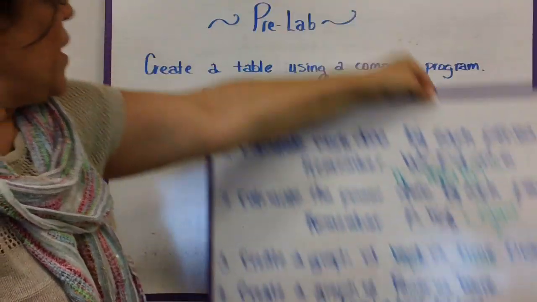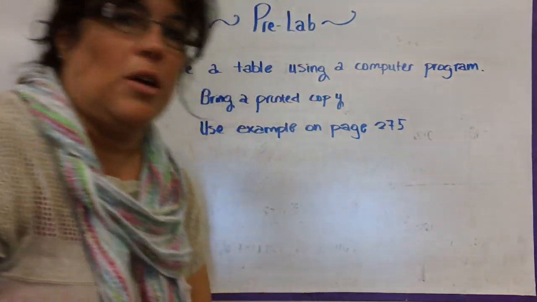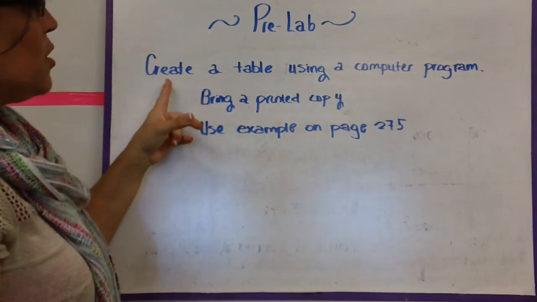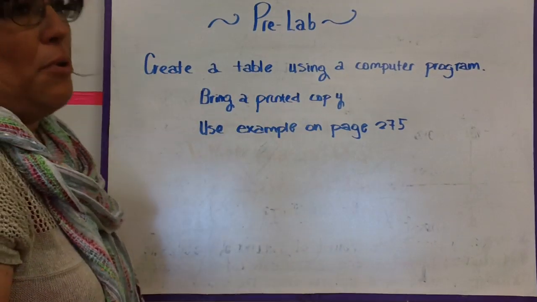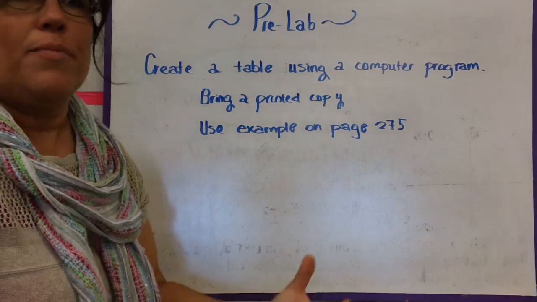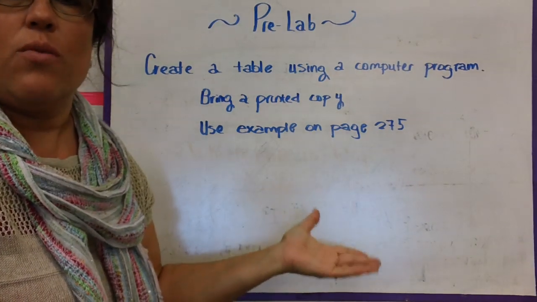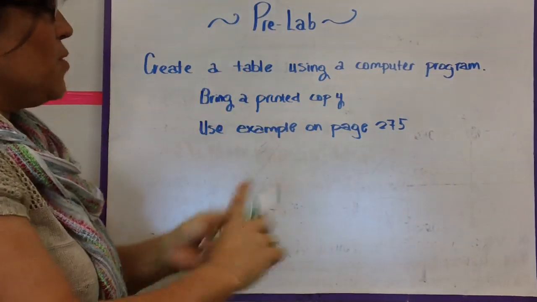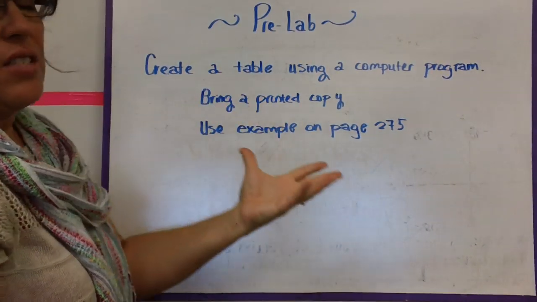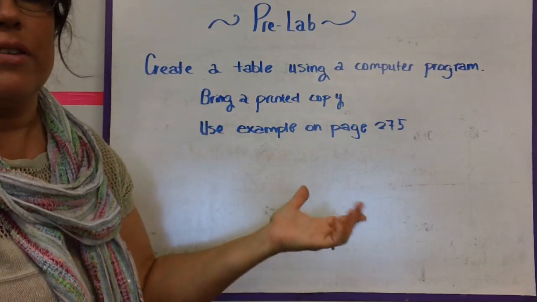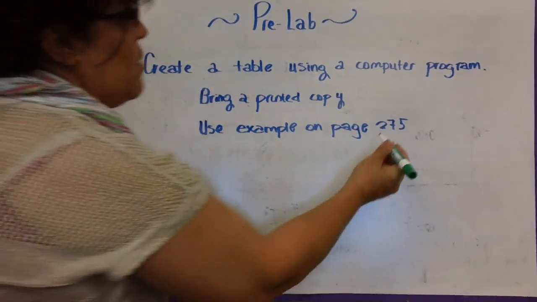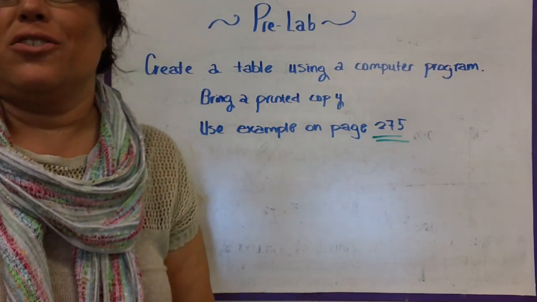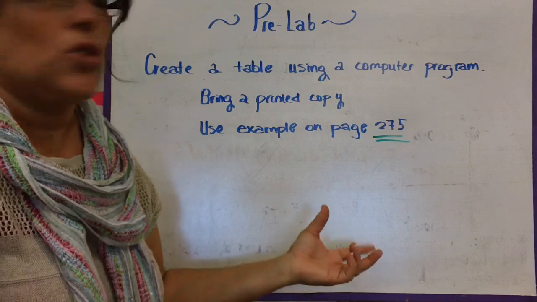Okay, so what do you have to do? Come to class tomorrow prepared, and this is going to be your pre-lab. You're going to get some points for this, but you're going to create a table using a computer program. So just like the other lab, you're going to have to come in ready with the computer program of the information that you're going to be taking. And you're going to come in with a printed copy of it, and obviously your data isn't going to be in there because you haven't done the lab yet. But make sure that you look on page 275 in your textbook, and that's going to give you an example of how your chart will look. And so you can work from there.